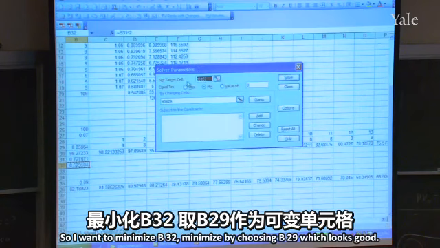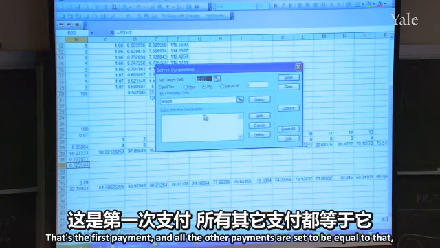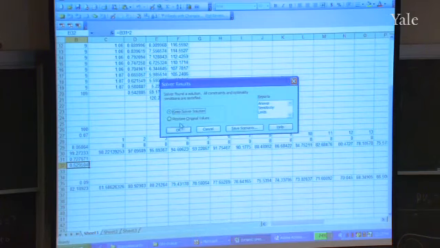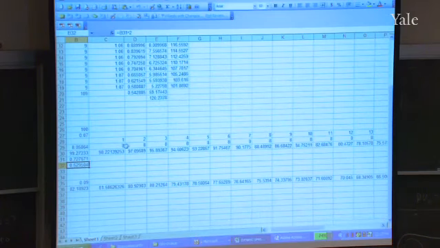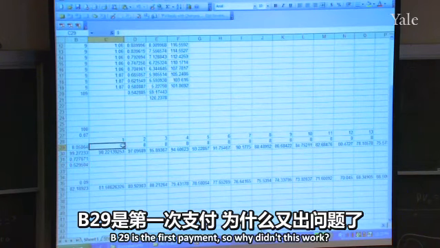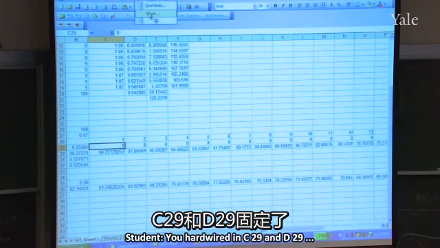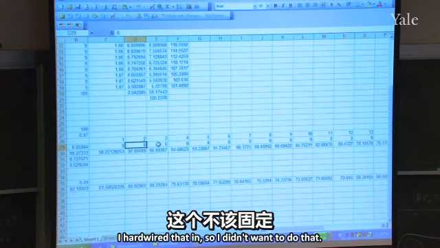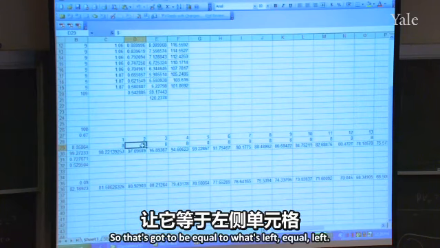Okay, so I want to minimize B32, by choosing B29, which looks good. That's the first payment, and all the other payments are set to be equal to that to minimize that difference. B29 is the first payment, so why didn't this work? You hardwired in C29 and D29. Is that what I did? Okay, so here's 8. That's the thing. And then this, here, I hardwired that in. So I didn't want to do that. So that's got to be equal to what's left.